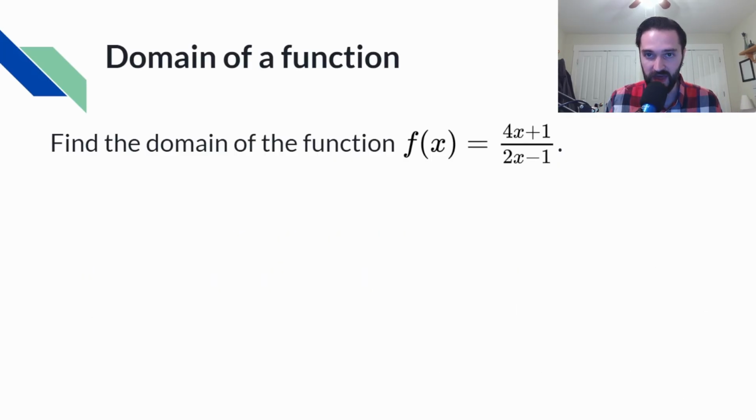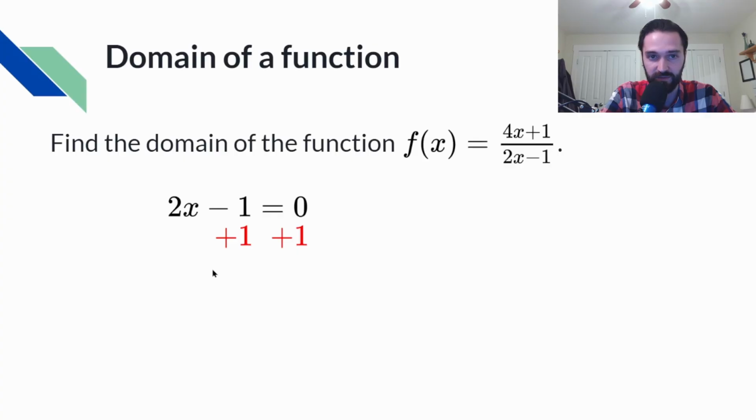It's not always going to be that easy though. In the previous example, we simply looked at the function and we could tell right away what the restriction was, what the value that caused a problem was. In this example, though, it's not that easy. We don't know what value will cause division by 0. So what we do is we actually set 2x minus 1 equal to 0 and then solve for x, to find that problematic x value.